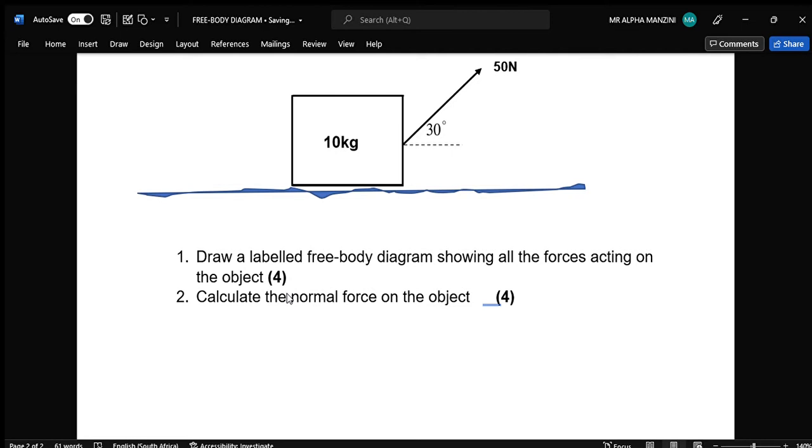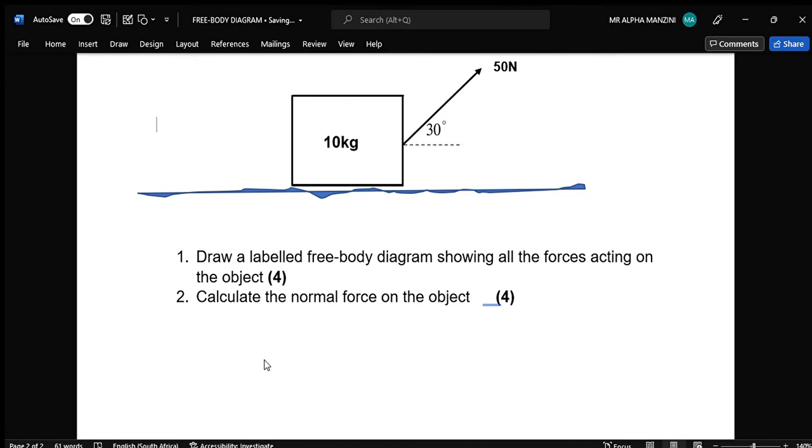Always, when they ask you for a free body diagram, look at the marks first. If it's 2 marks, that means you have to show only 2 forces acting on the object. If it's 3 marks, you have to show 3 forces. If it's 4 marks, you have to show 4 forces. So this is 4 marks. That means we have to show 4 forces acting on that object.